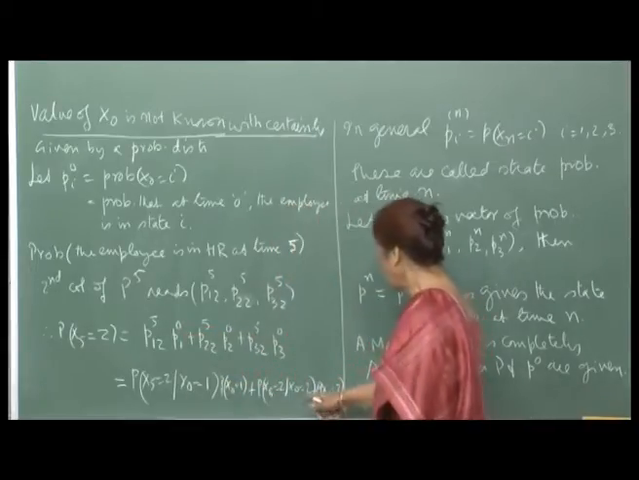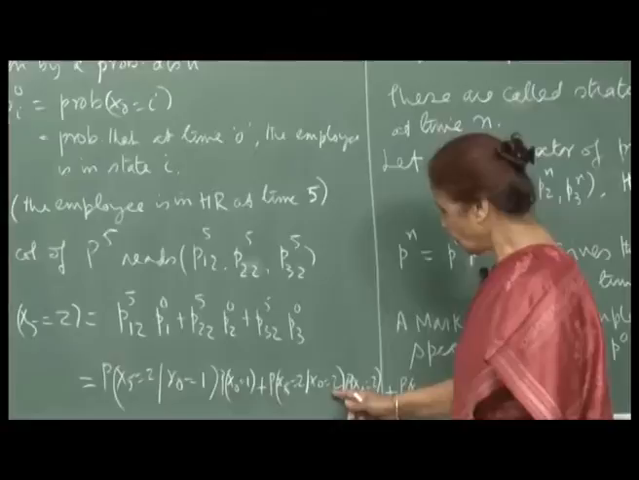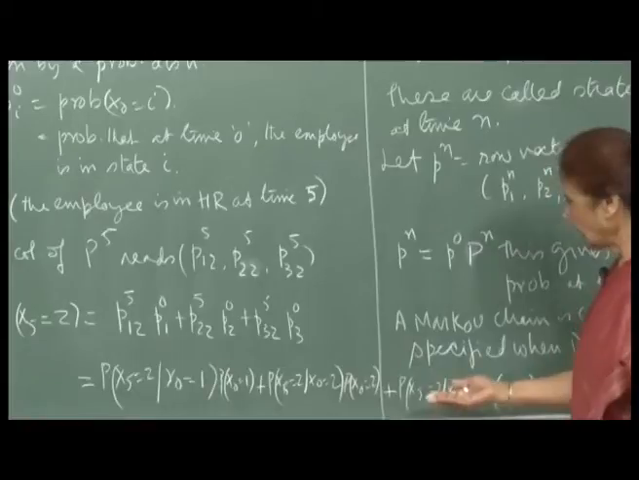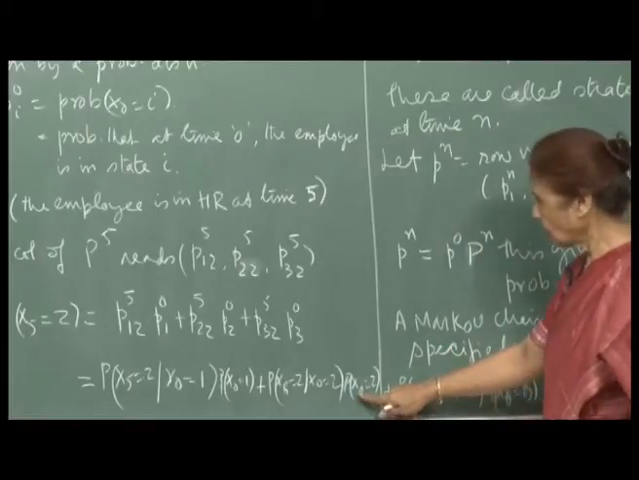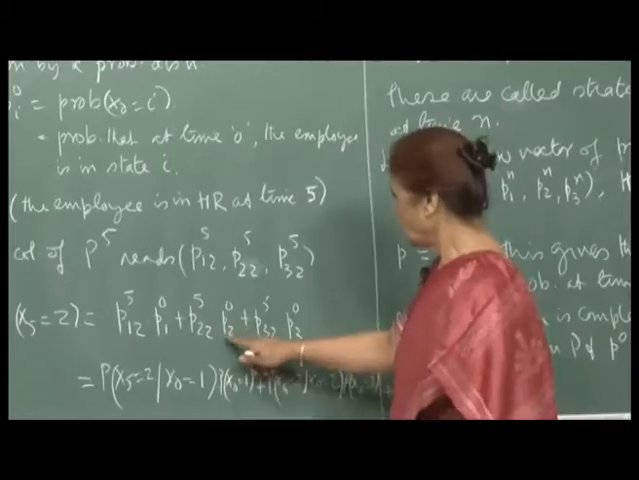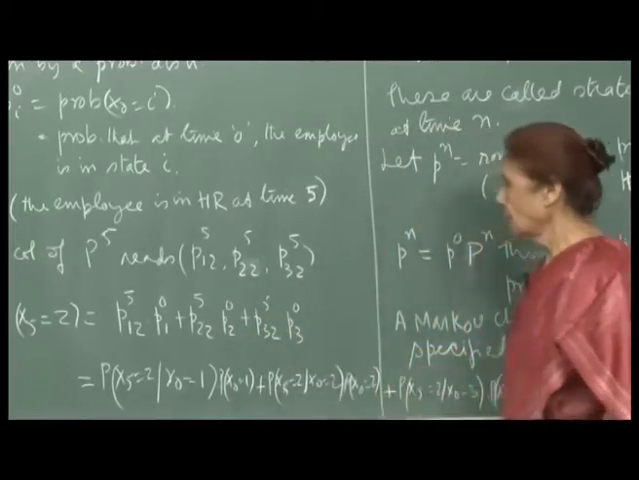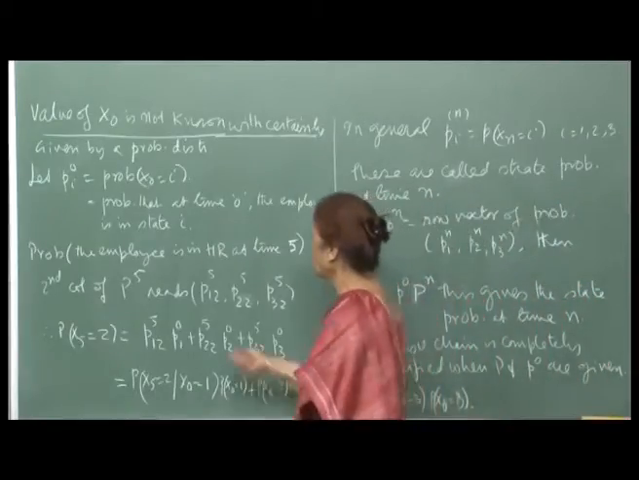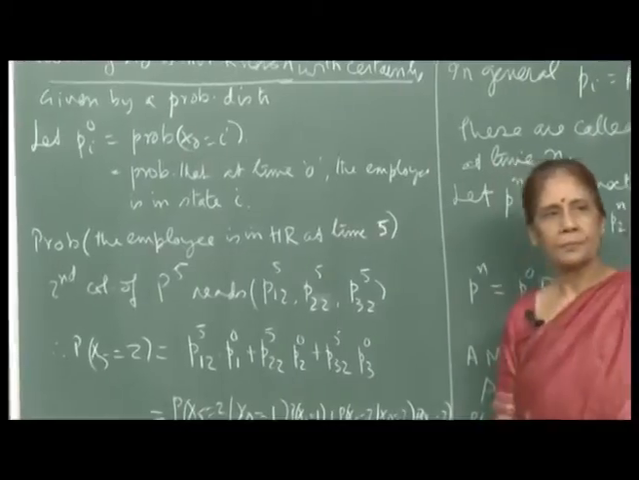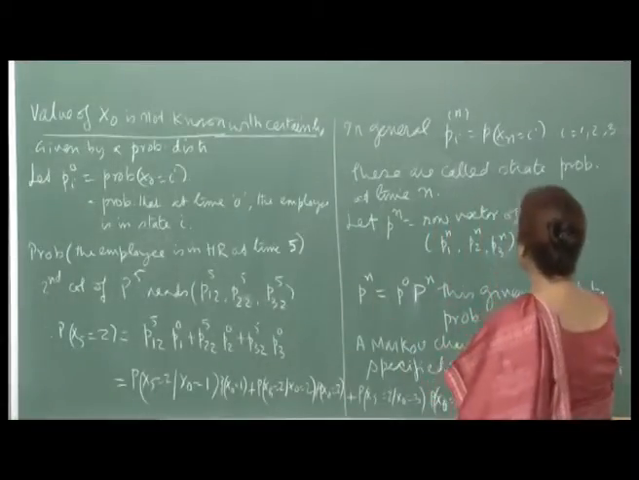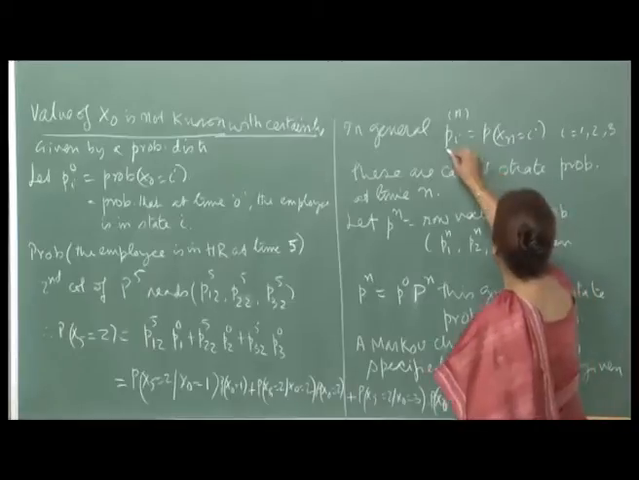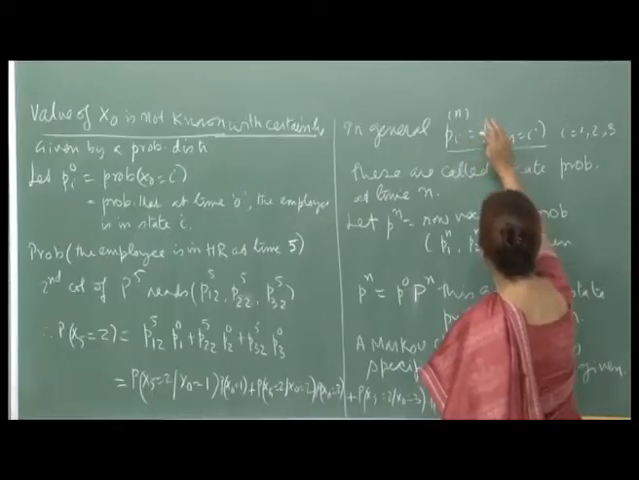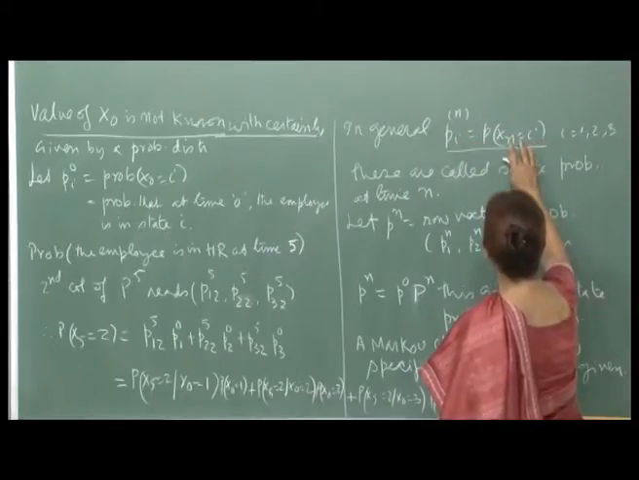Similarly, this will be the 5 step transition probability of going from 2 to 2. So, this is P 2 to 5 into probability of being in state 2 at time 0, which is P 2 naught, and this is the third one. So, this is how you can now write down the probability if you want to know that in time period 5 the employee will be in HR, right. And so, you can now compute in general, you can say that this is now P i n, the probability that the system is in state i at time n.